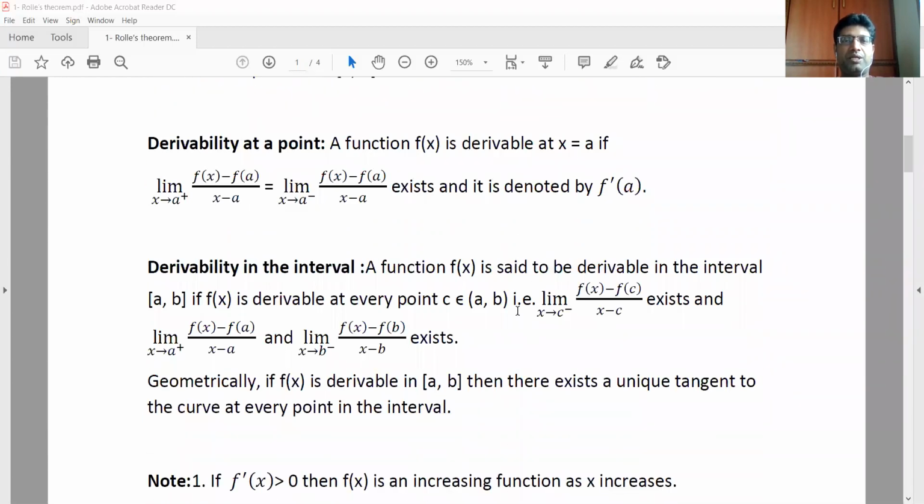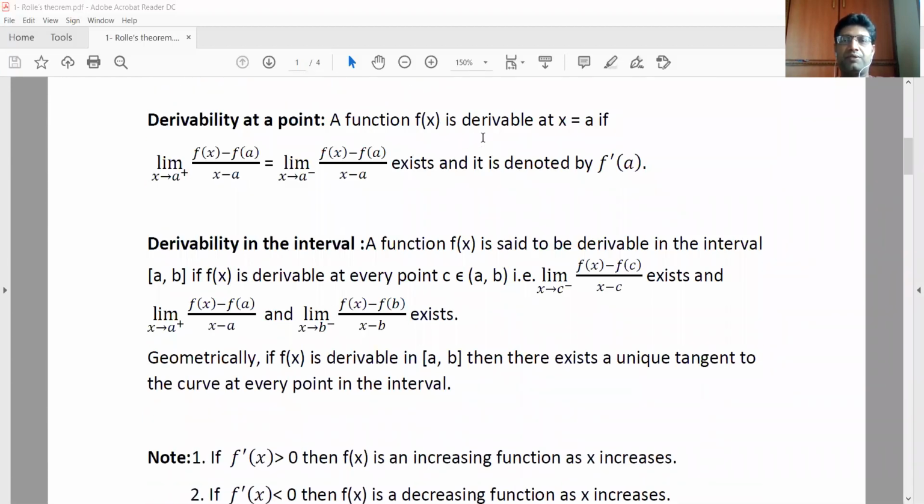Next, derivability at a point. The function f(x) is derivable at x equals a if the limit as x tends to a plus of (f(x) minus f(a)) by (x minus a) equals the limit as x tends to a minus of (f(x) minus f(a)) by (x minus a), that is, the limit exists, and it is denoted by f dash of a.